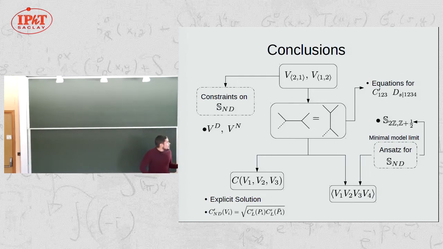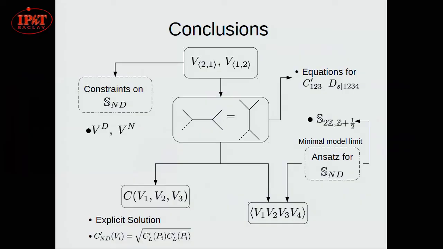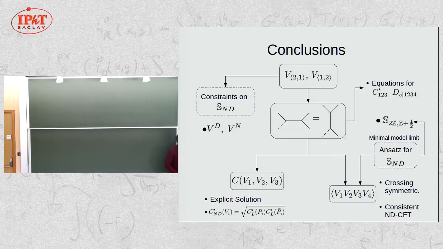Then, studying a limit of the non-diagonal minimal models, we found an ansatz for the non-diagonal spectrum of a theory, which of course satisfies the constraints we found in the first place. And finally, we computed generic crossing symmetric 4-point functions, providing evidence for the existence of a consistent non-diagonal CFT for a central charge with a real part less than 13.